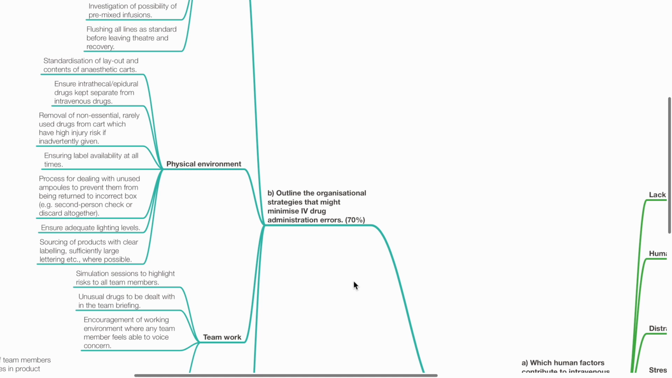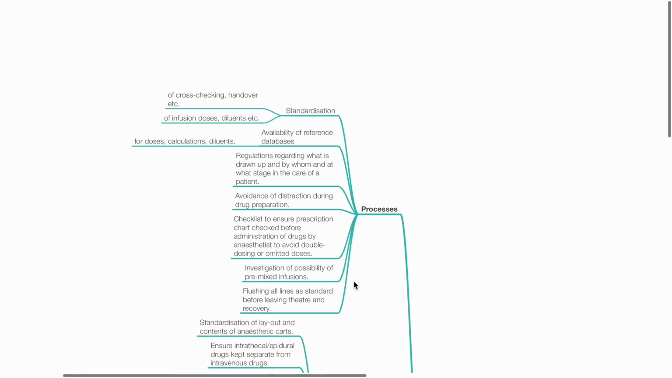B. Outline the organizational strategies that might minimize IV drug administration errors. Processes: standardization of cross-checking, handover, infusion doses, diluents. Availability of reference databases for doses, calculations, and diluents. Regulations regarding what is drawn up and by whom, and at what stage in the care of a patient. Avoidance of distraction during drug preparation.